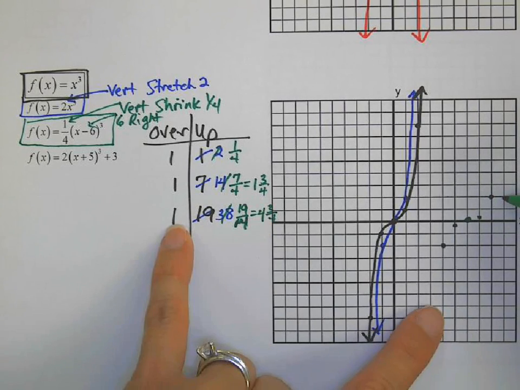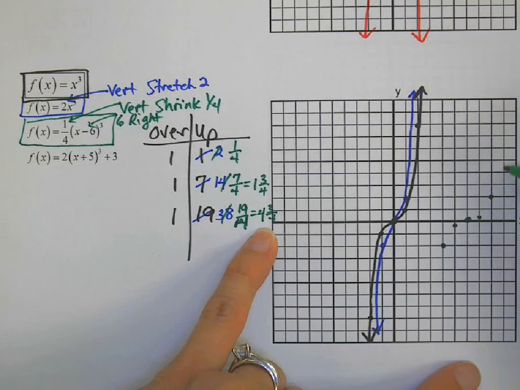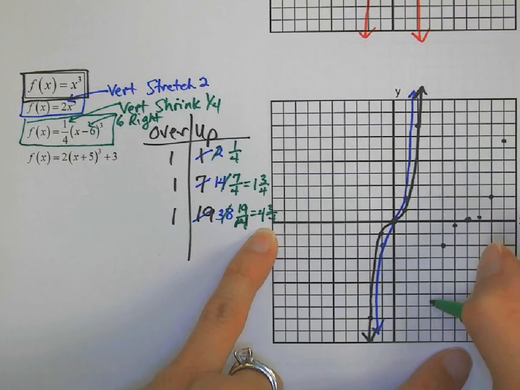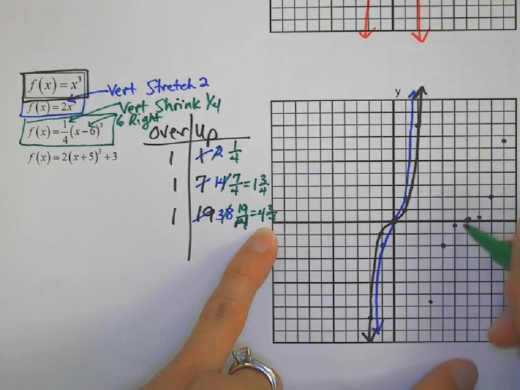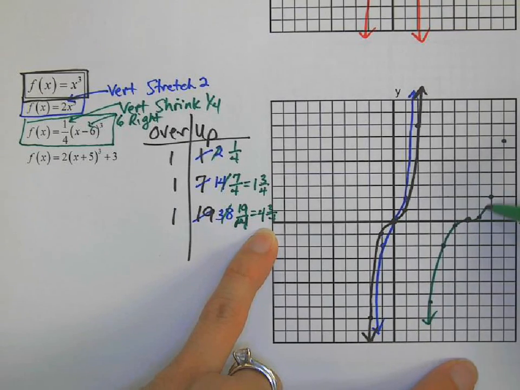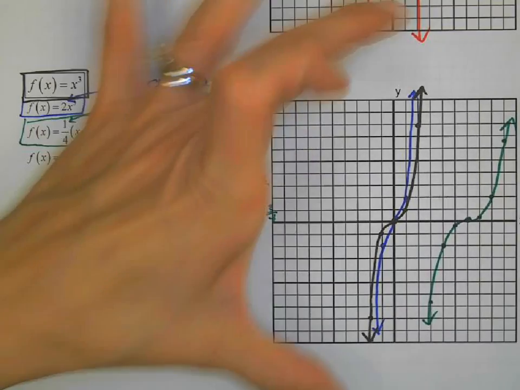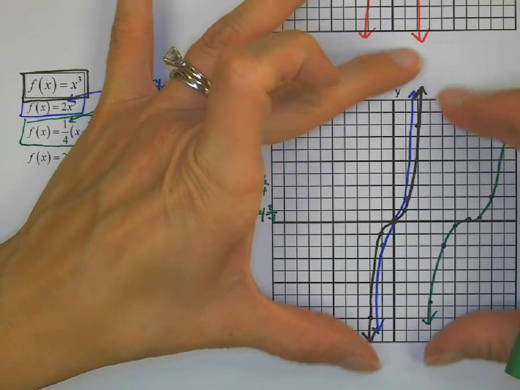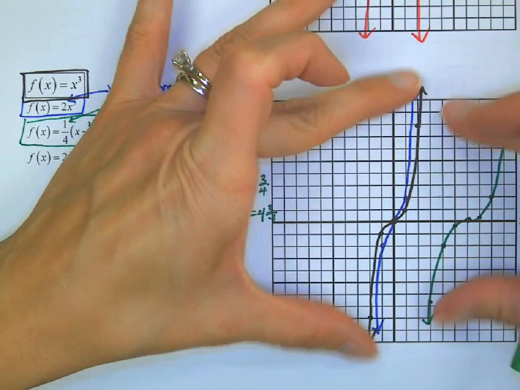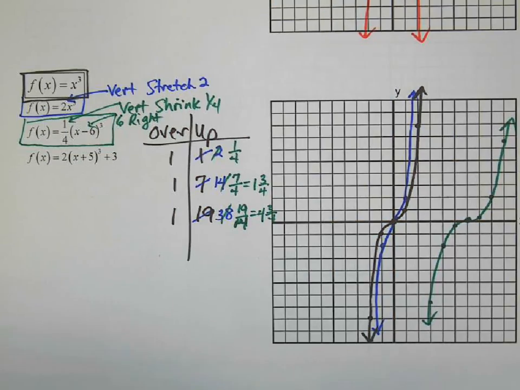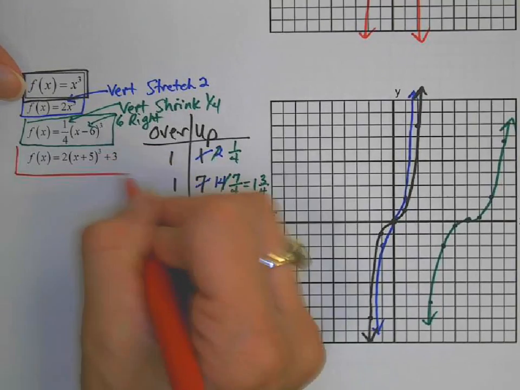Now we're going to go over 1, up 1, 2, 3, 4, and 3/4. Over 1, down 1, 2, 3, 4, and 3/4. There we go. Wow, look at the curves on this one. This cubic got a lot curvier. But if I vertically shrink you, you're going to get short and curvy. Short and curvy.